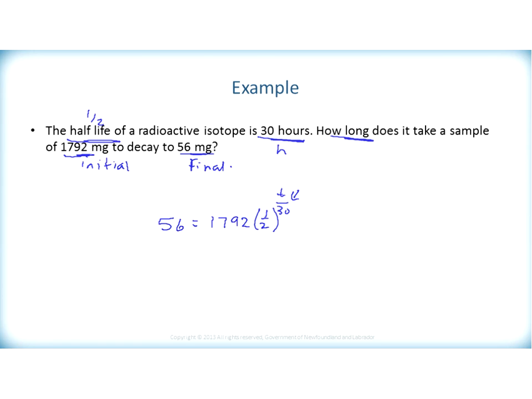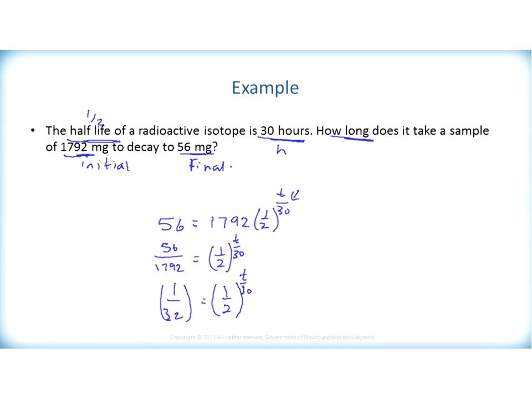And recall, in order to solve these problems, we have to isolate the power, get it by itself. So we will have 56 over 1792, which would equal 1/2 to the power of t over 30. We're solving for t. This would give us 1 over 32, equal to 1/2 to the power of t over 30.